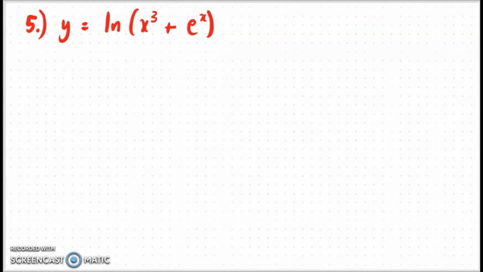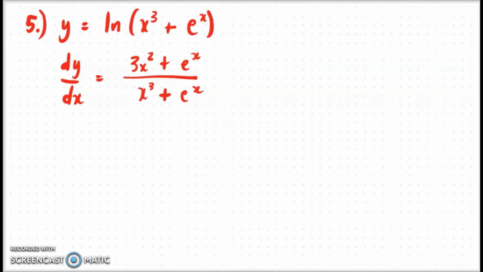Okay, for this number 5 here, we have the derivative of y with respect to x is equal to, so our g of x here is x cubed plus e raised to x. Let's get its derivative. So for x cubed, we have 3x squared. And for e raised to x is still e raised to x. All over our g of x itself, which is x cubed plus e raised to x. And that actually is our final answer for this item.